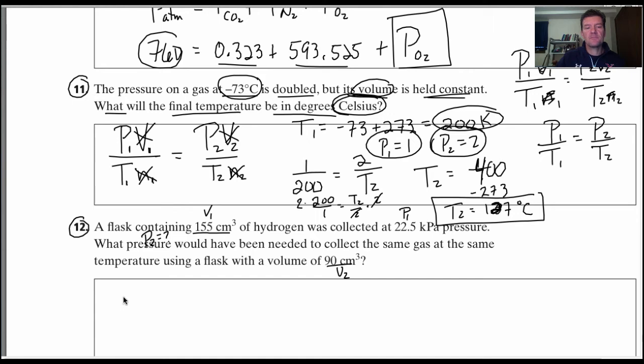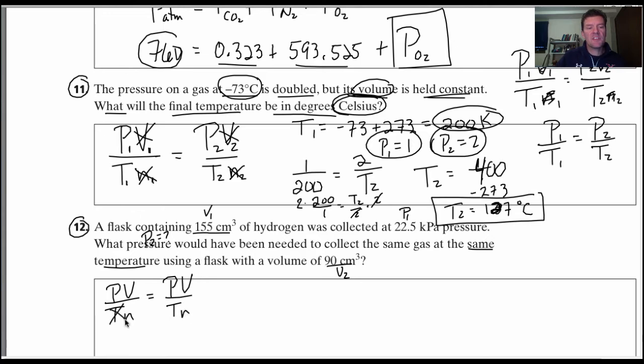Okay? Notice what stays the same. Same temperature and same number of particles. So our PV over NT is going to just reduce.